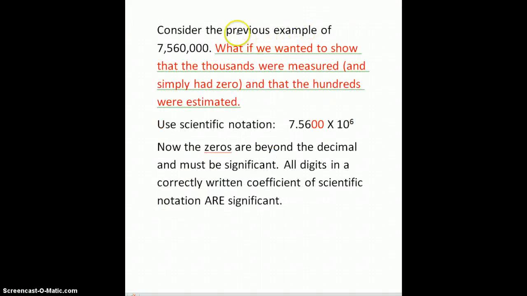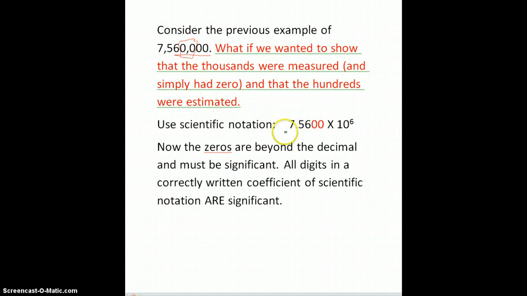Now, as an added side note, what if we did have this number, 7,560,000, and we wanted to show that the precision of our measurement included the thousands and that we estimated the hundreds? In other words, if these 4 zeros are not significant, how do we make 2 of them significant and therefore a part of our measurement?